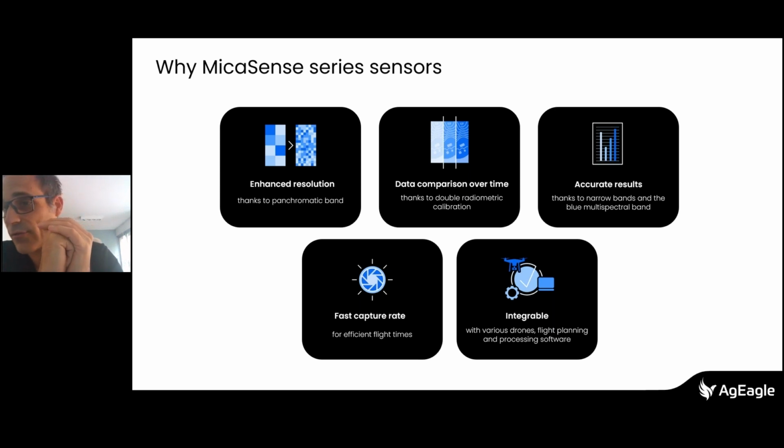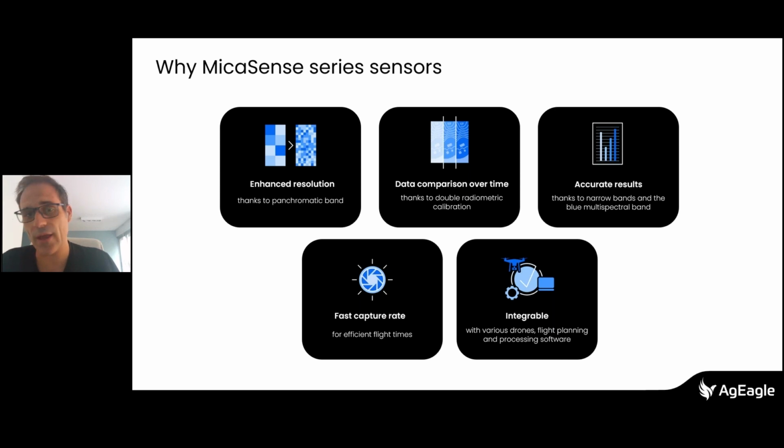Data comparison over time has to do with the radiometric accuracy of our data. The CRP comes with it. The DLS 2 is a very good tool for cloudy days. You can compare pixel by pixel between sites and over time for the same site. Completely reliable, accurate results. The bands are very narrow, with no overlap between the bands, a fast capture rate, and it is integratable with all drones.